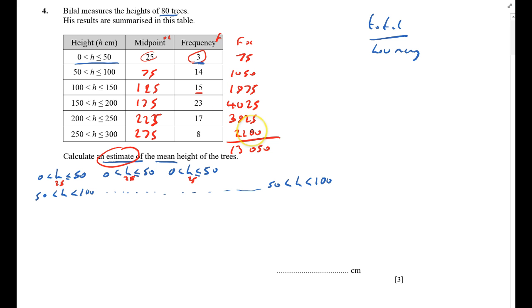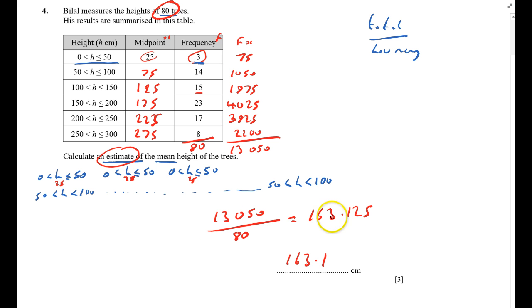There was 3 here, and then there was 14 there, so that's 17 so far. So I need to divide it by the total frequency. And if I add all those up, I get 80, which is just as well because it says there's 80 trees, and often it will, to give us a chance of getting it right. So the mean is the total of 13,050 divided by 80, and that is 163.125. We'll call it 163.1 centimetres.